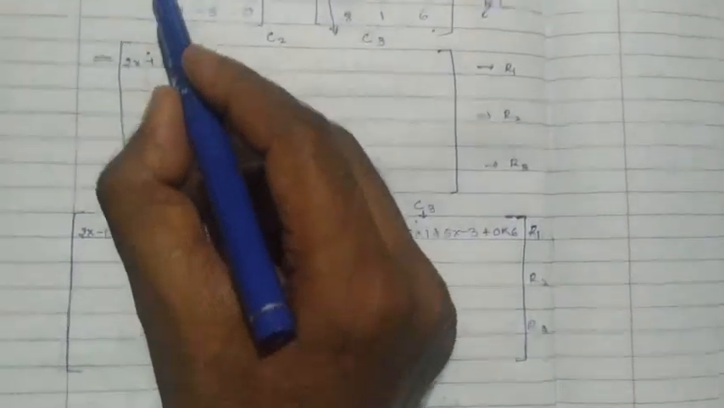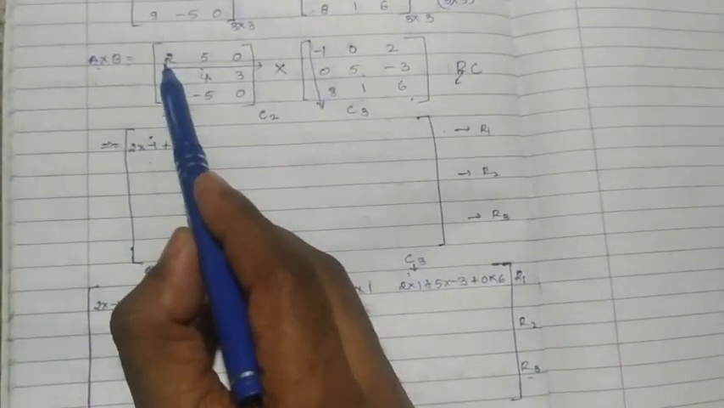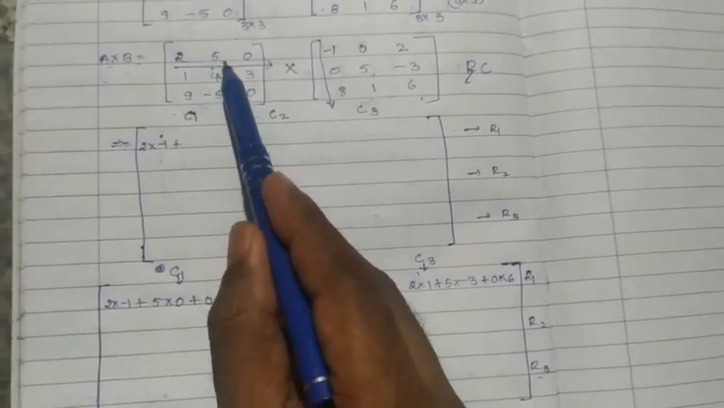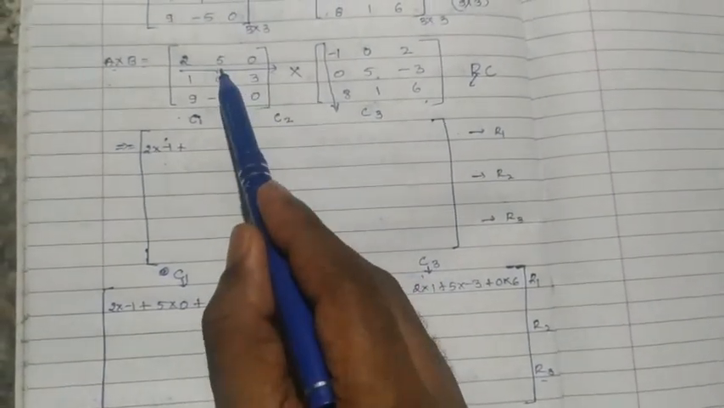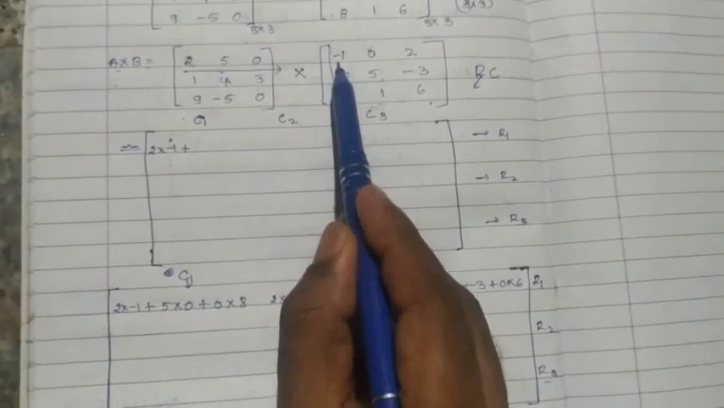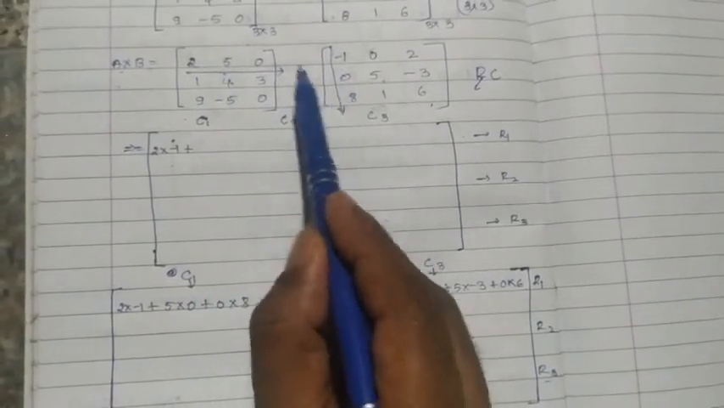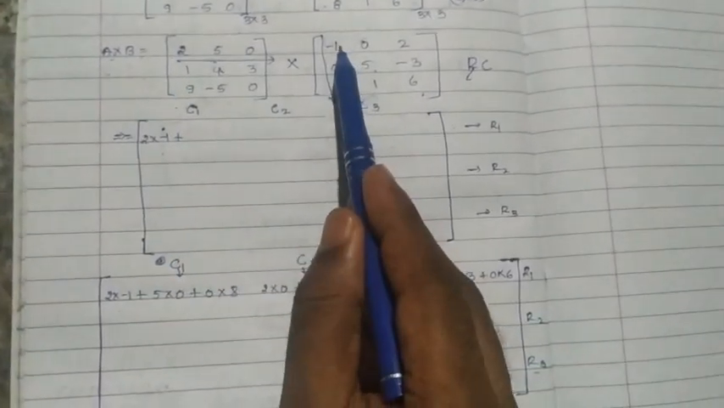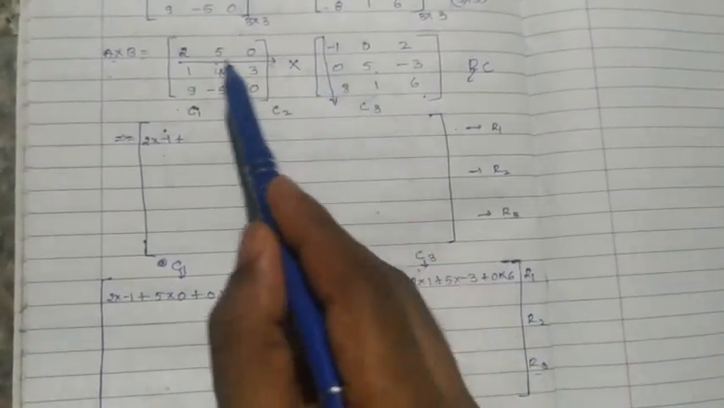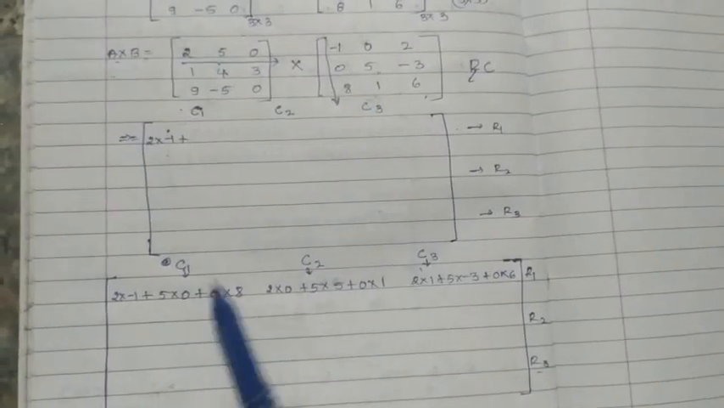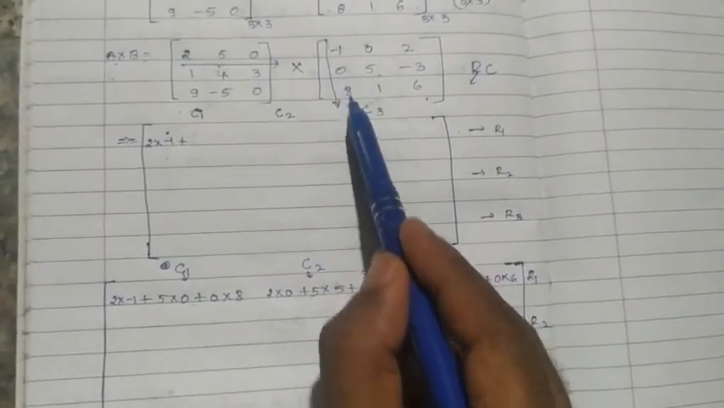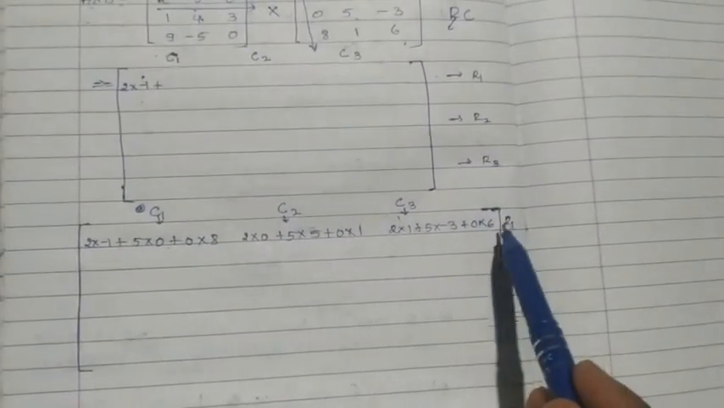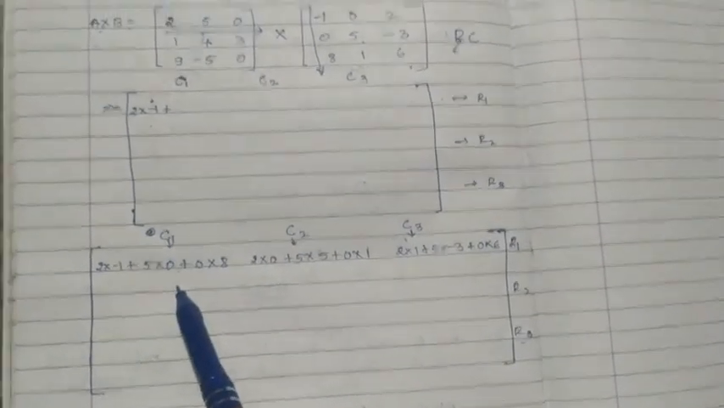Okay. First row, first column means how are the elements going to be? That is 2 into minus 1. Next plus the second element, plus 5 into 0. First element with the first element plus second element with the second element plus third element with the third element. I have written 2 into minus 1 plus 5 into 0 plus 0 into 8. This is first row, first column. Look here. This is the first row, first column entry I have written here.